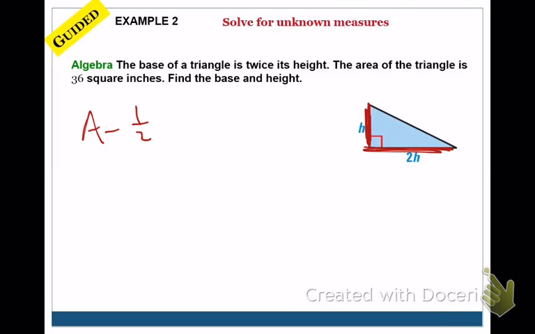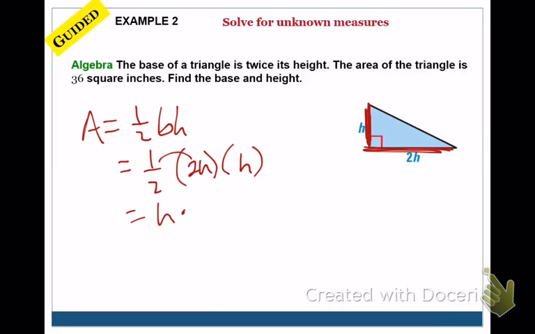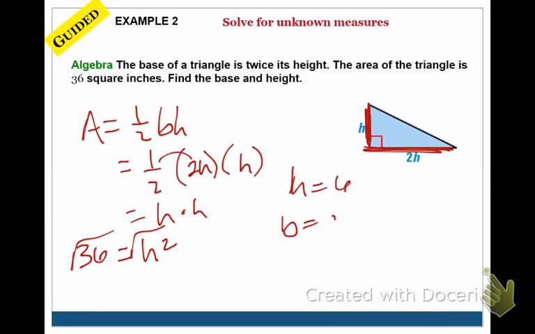We find the area by going 1/2 base times height. Well, now the base is 2h, and the height is just h. So half of 2h is h. We get h times h, which is h squared. Now we know the area already is 36. So 36 is going to be equal to h squared. You square root both sides, and h is 6. If the height is 6, that means the base has to be 2 times 6, or 12. And these are in inches. Okay? Just working backwards.